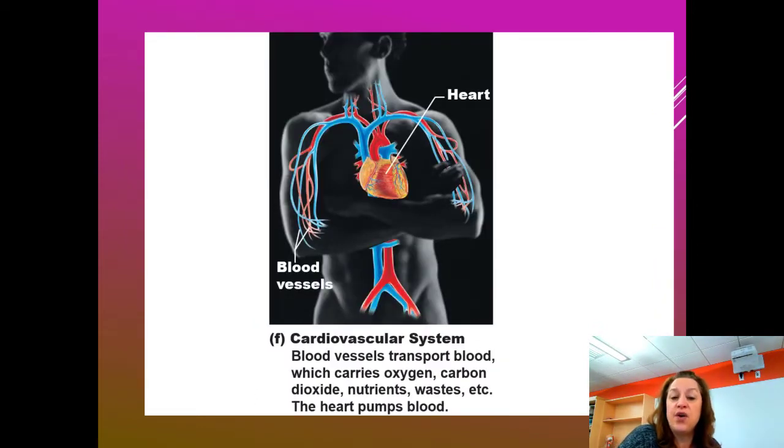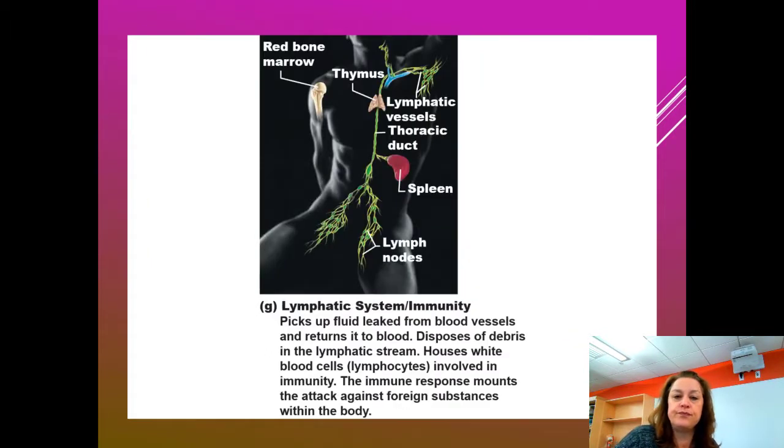Cardiovascular system, right? That's our heart, our blood vessels, arteries, and veins, going to be responsible for pumping the blood throughout the body, delivering nutrients and oxygen and hormones to tissues, but also removing carbon dioxide, waste products, etc., and bringing them towards the liver and the kidneys for processing and elimination.